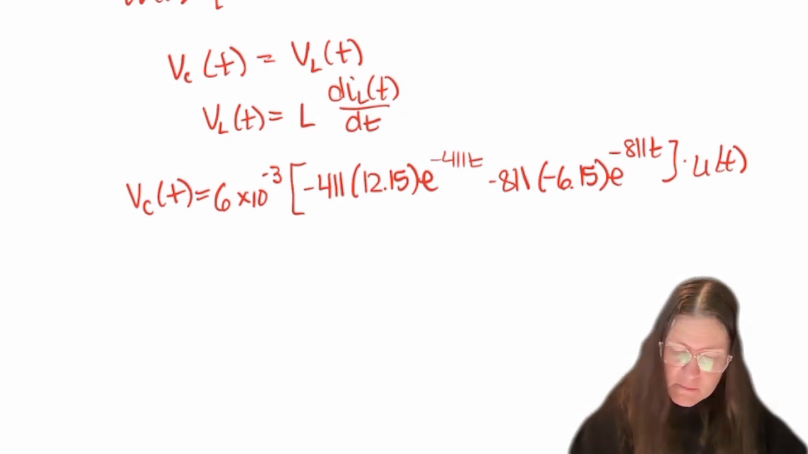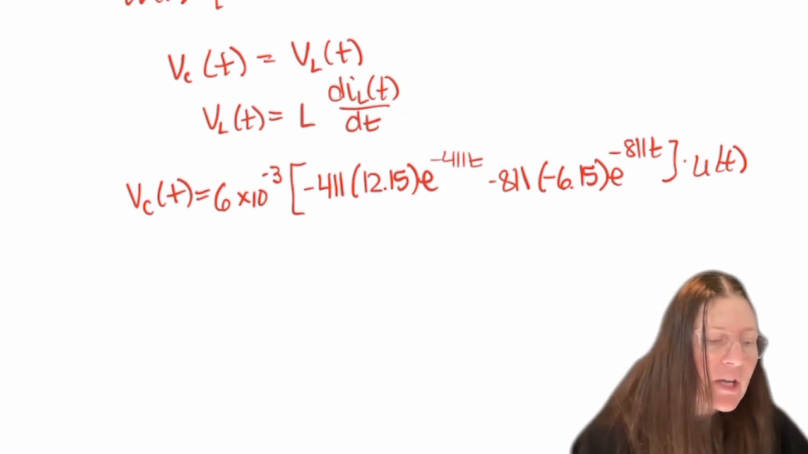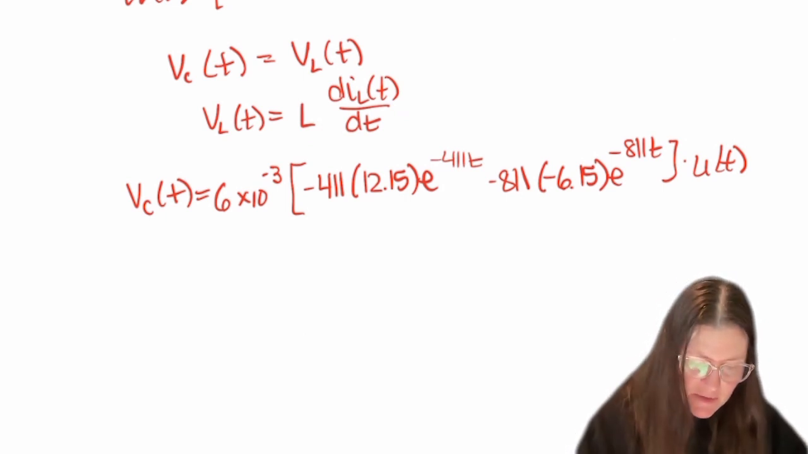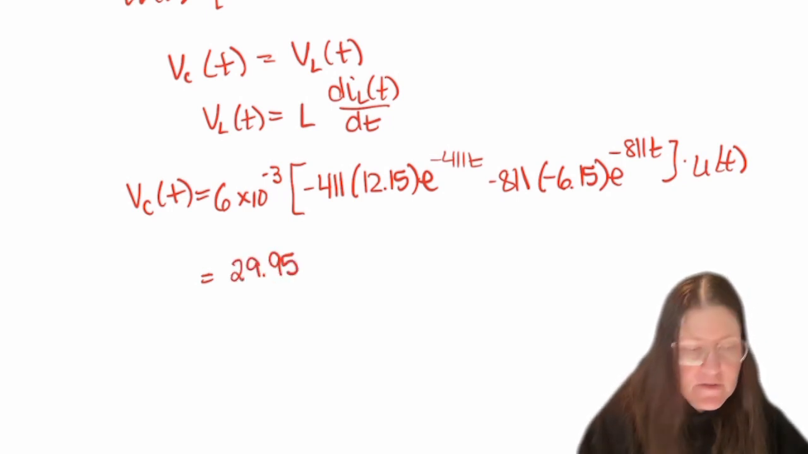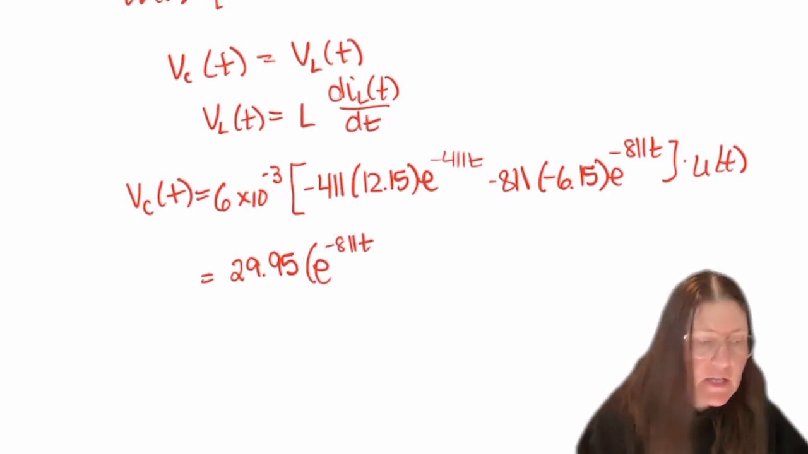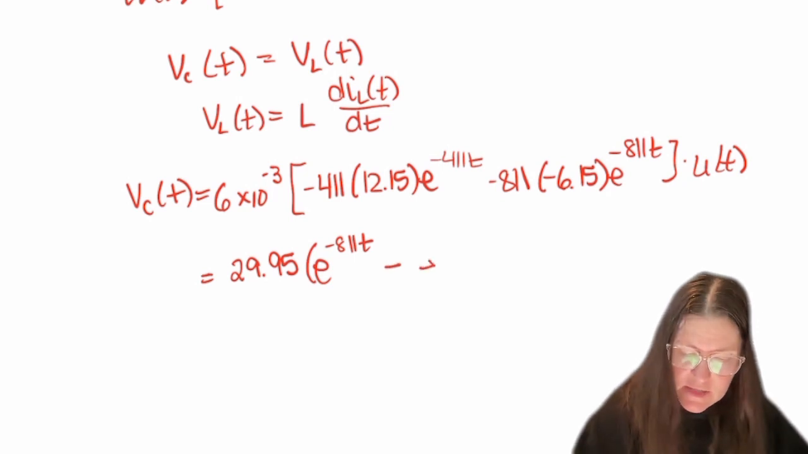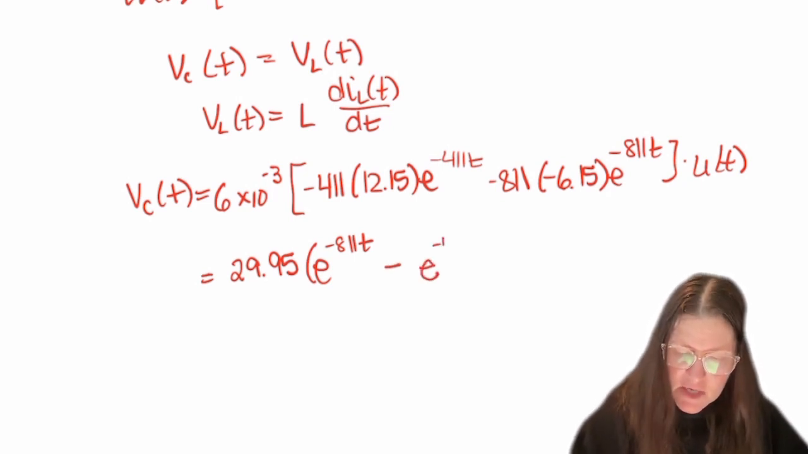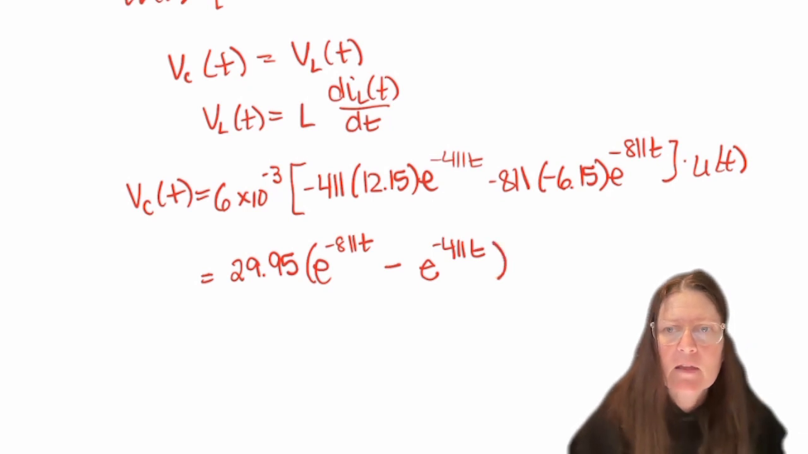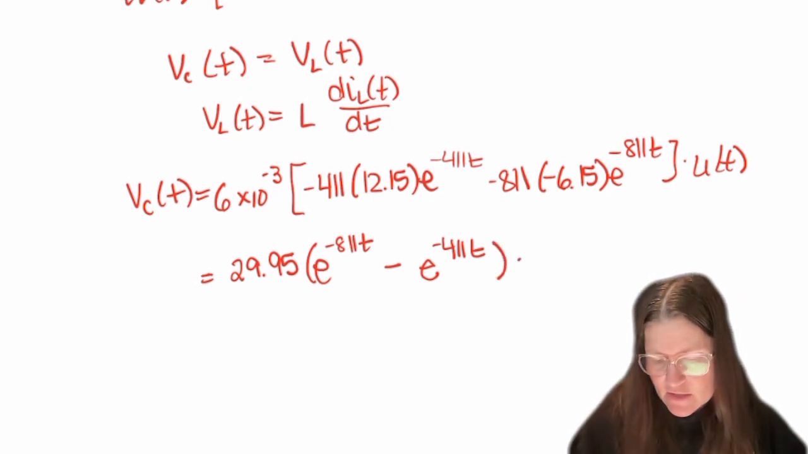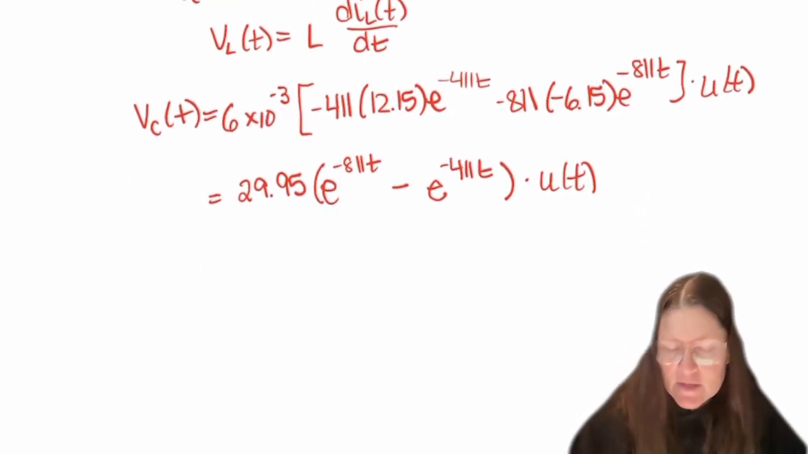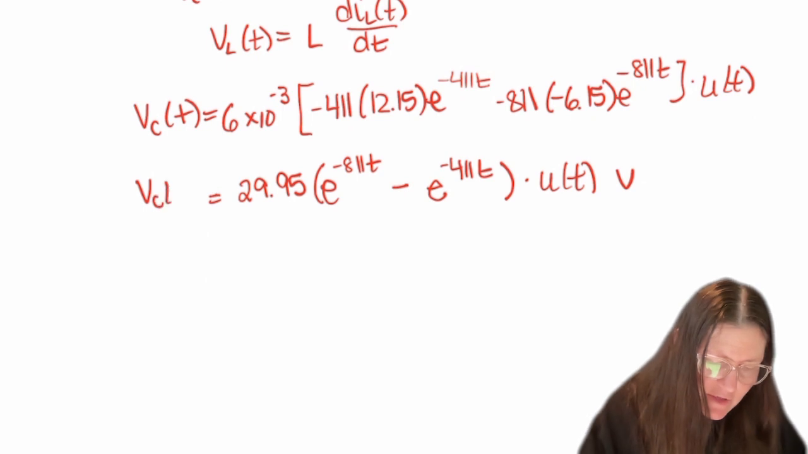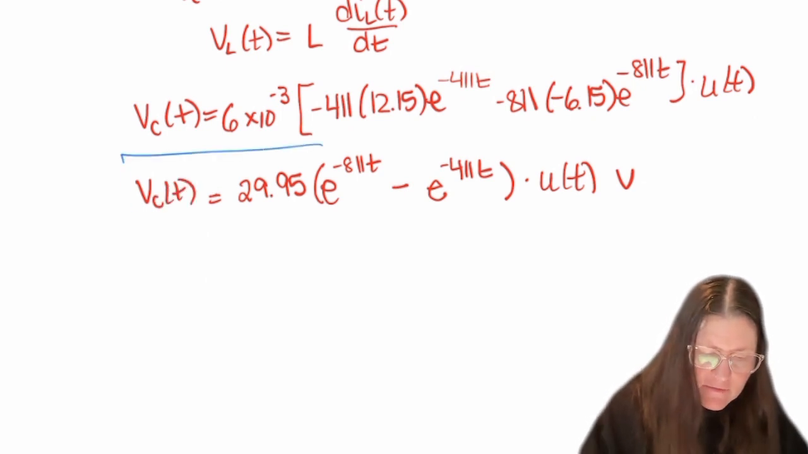Multiplying these out, we actually end up with the same constant, 29.95. And then we can have e to the minus 811t minus e to the minus 411t, and then u of t, or t greater than or equal to 0. And this will be in volts. So this is our final value for VC of t.